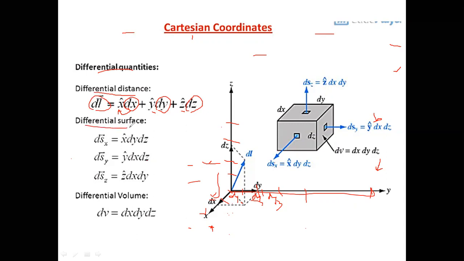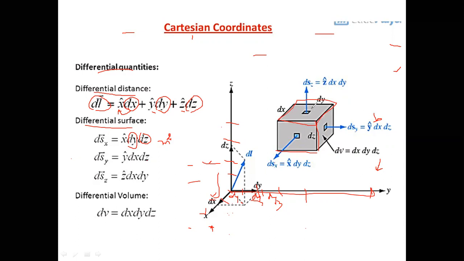Okay, now the differential surface. Note that the surface having the unit of meter square or centimeter square, so it means two lengths will be involved in surface. So dy multiply by dz means length into breadth. Length into breadth is surface. So if taking the example of dx, this is dx surface.